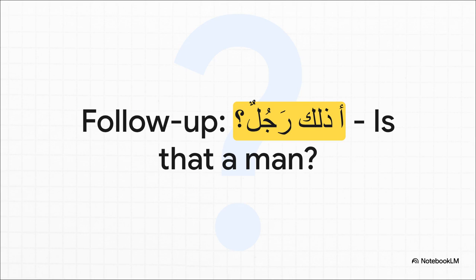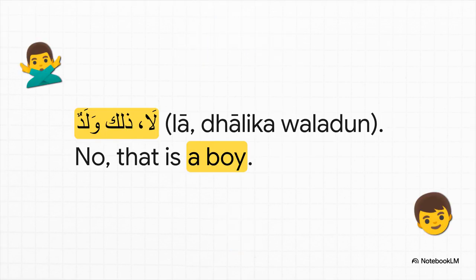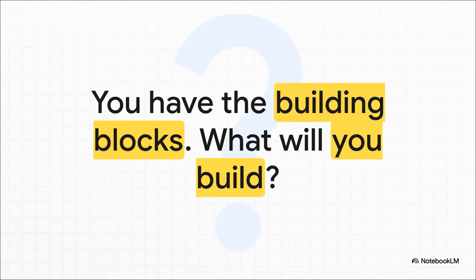Perfect. Okay, now for a follow-up, a confirmation question. You see a figure in the distance and you want to check. You might ask, A dhalika rajulun? Is that a man? And the response might be a correction. La, no, dhalika waladun. That is a boy. And just like that, you've asked a question, gotten an answer, asked a follow-up, and understood a correction. That's a real conversation.